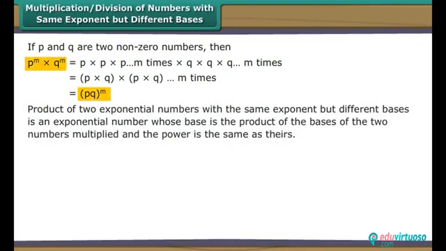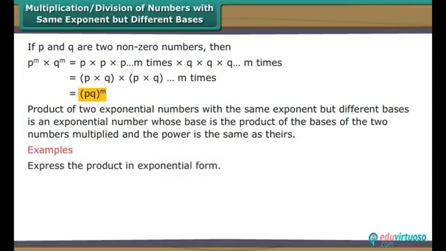Product of two exponential numbers with the same exponent but different bases is an exponential number whose base is the product of the bases of the two numbers multiplied and the power is the same as theirs. Let us understand this law with the help of some examples. Express the product in exponential form.